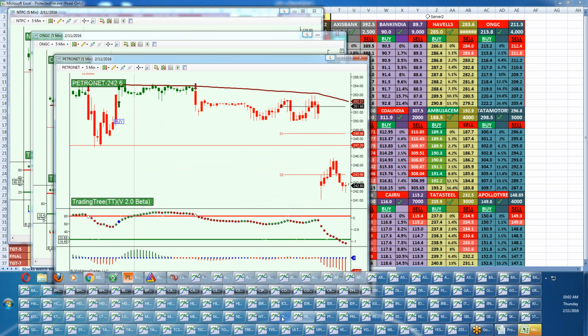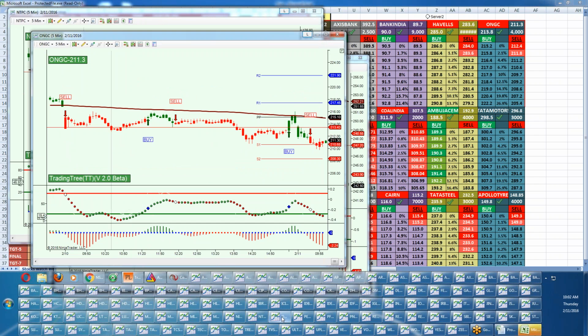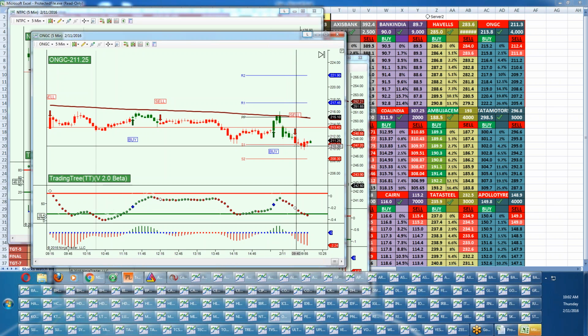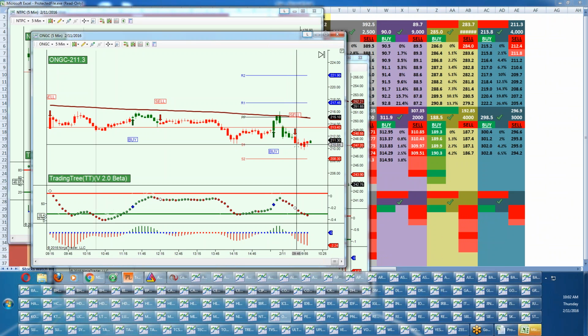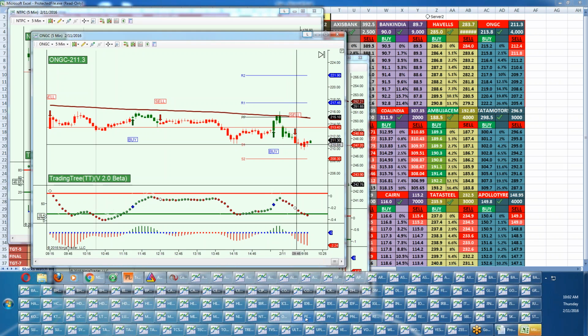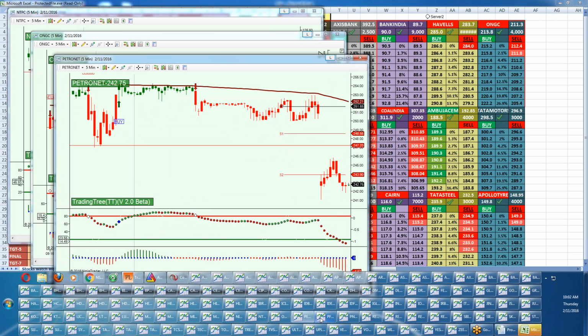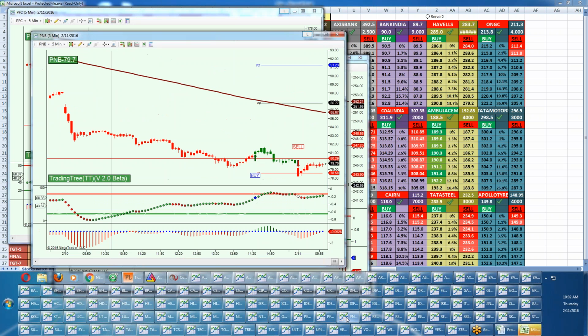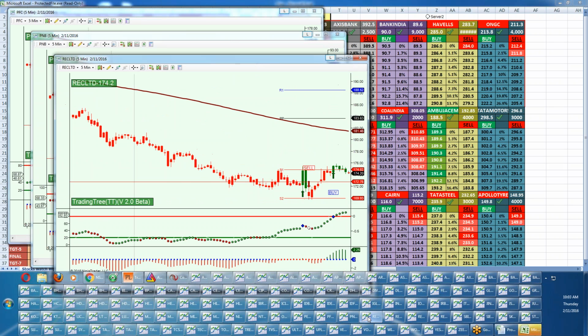ONGC, I think we can just come out of this trade. Seems like it's moving upwards after this S1. It's not able to break that support. PNB, we should get a buy call.